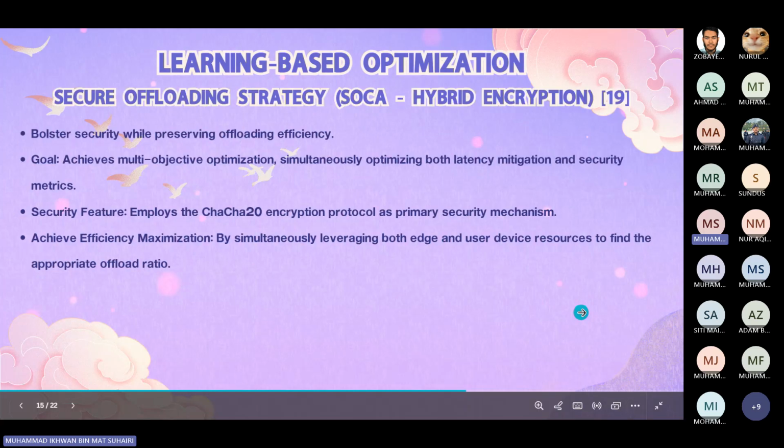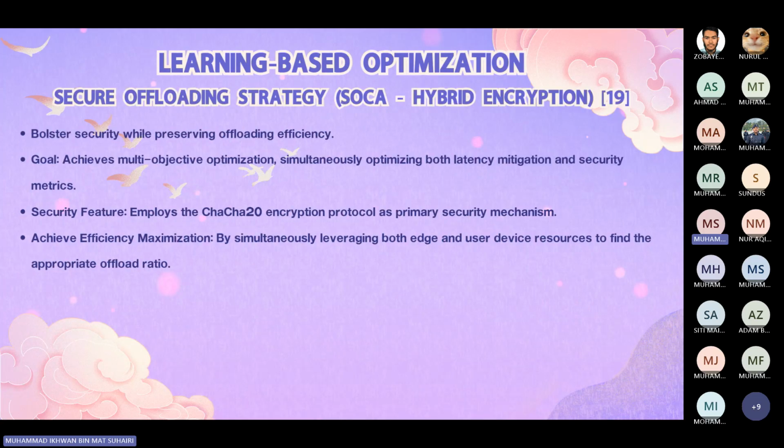And the next example is a secure offloading strategy, so-called hybrid encryption. It bolsters security while preserving offloading efficiency. The goal of the proposed framework is to achieve multi-objective optimization, simultaneously optimizing both latency mitigation and security metrics. The security feature of the framework is it employs the SHA-20 encryption protocol as the primary security mechanism, and the framework achieves efficiency maximization by simultaneously leveraging both edge and user device resources to find the appropriate offload ratio.